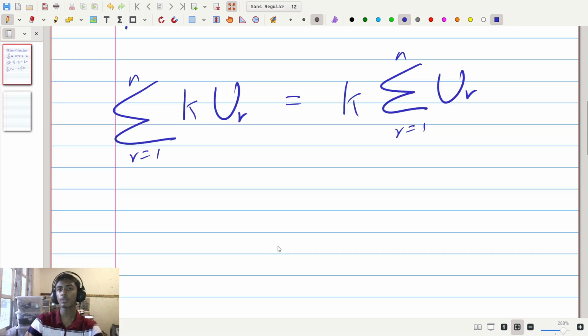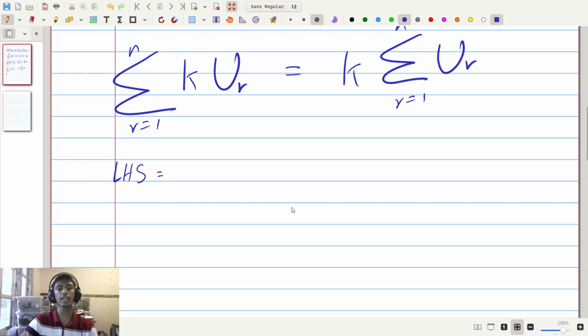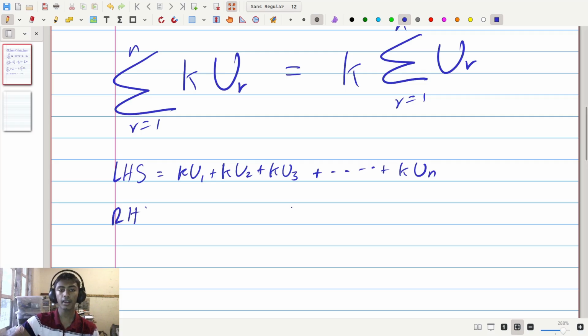Once again, we can see why this is true if we simply write these two out. On the left hand side what we have is k times u(r) for every single r from r equals 1 up to r equals n. Therefore what we have is k u1 plus k u2 plus k u3 plus so on and so forth until the very last term, which is going to be k un. As for the right hand side, RHS, it is going to be k multiplied by the sum of u of r.